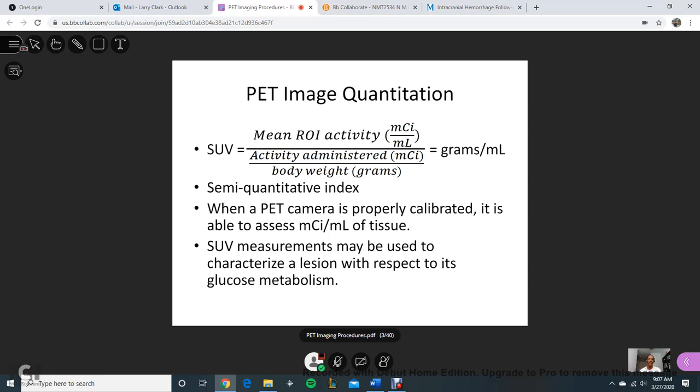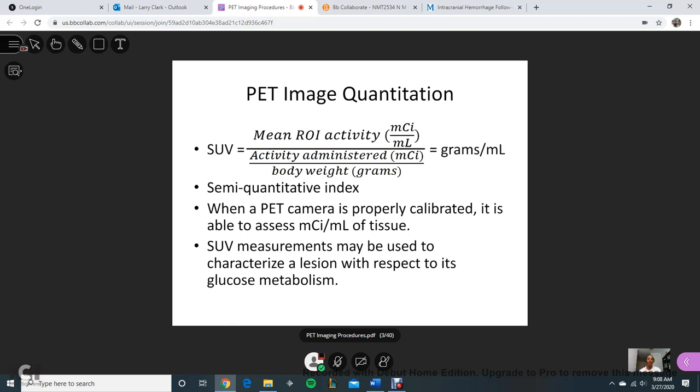All right, so now we have PET image quantitation. To get the SUV values, we need the mean of the region of interest in activity, which is millicuries over milliliters, divided by the activity administered in millicuries, and then the body weight in grams. Your resulting answer should be in grams per milliliter. And then you have your semi-quantitative index.